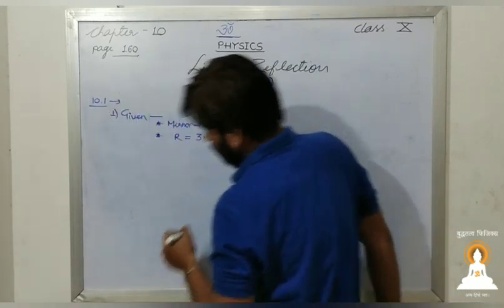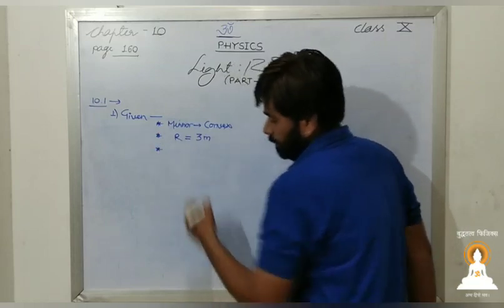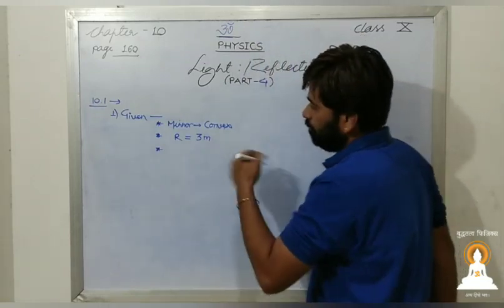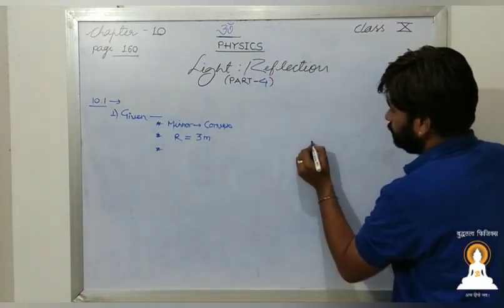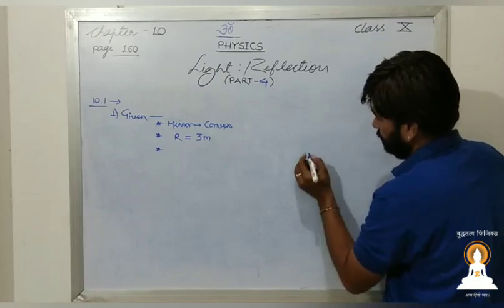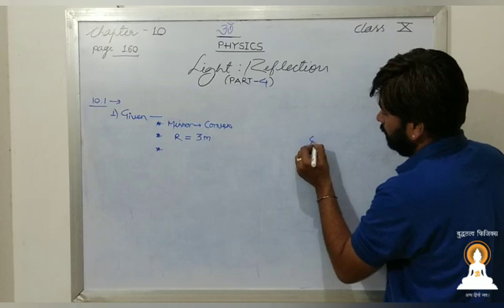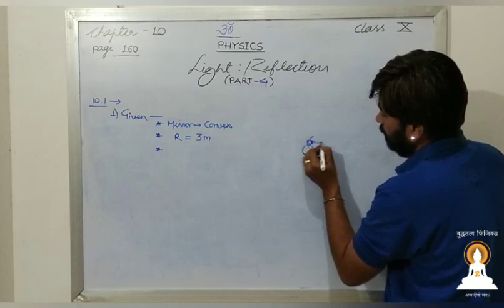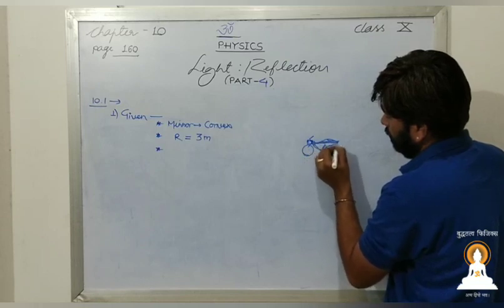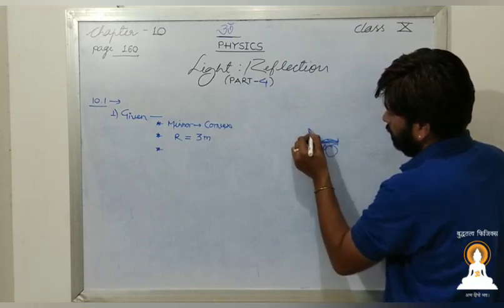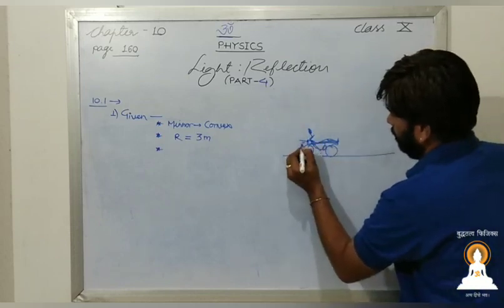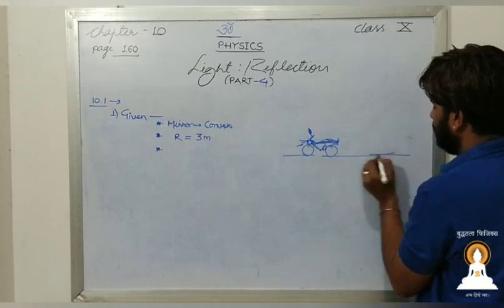Okay, now one more thing. Then they said a bus is located at 5 meters from the mirror. Now suppose we have our bike here. This is the mirror, say. And a truck is there at the back.